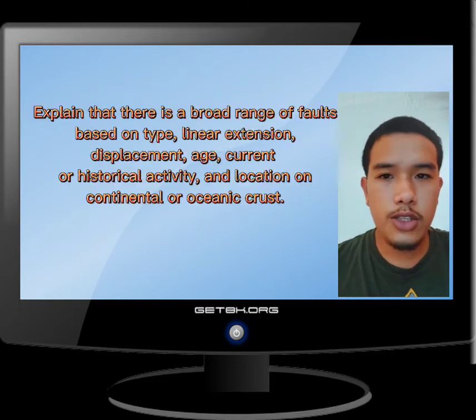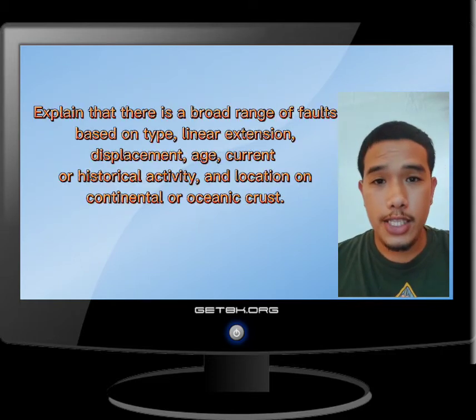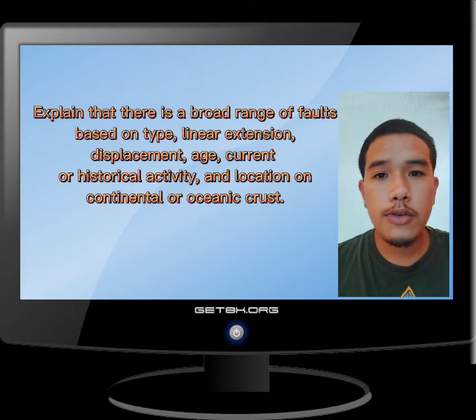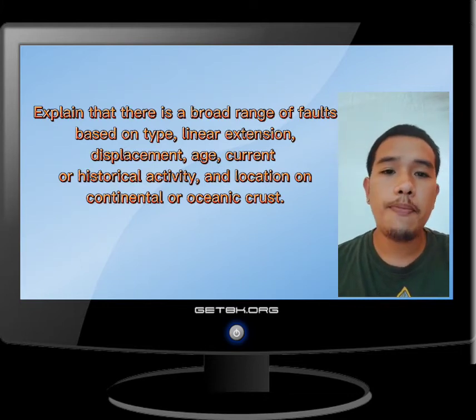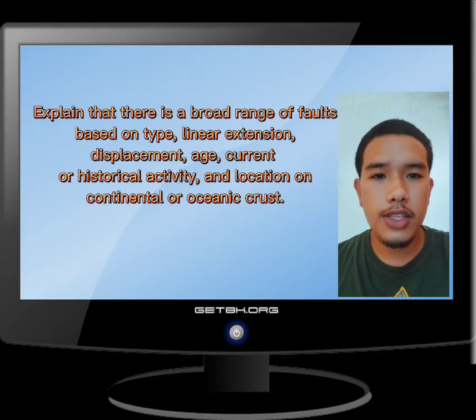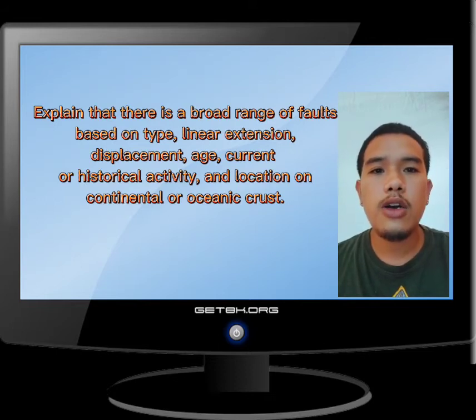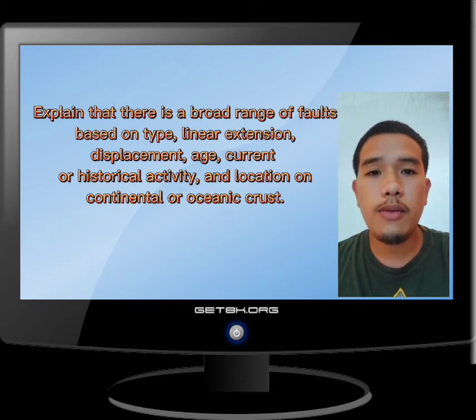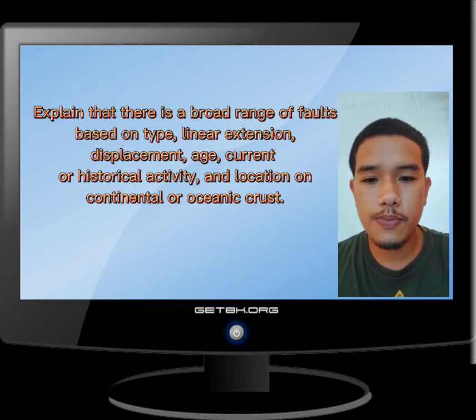So let's proceed to another question. Explain that there is a broad range of faults based on type, linear extension, displacement, age, current or historical activity, and location on continental or oceanic crust. Have students research examples of non-plate boundary faults.